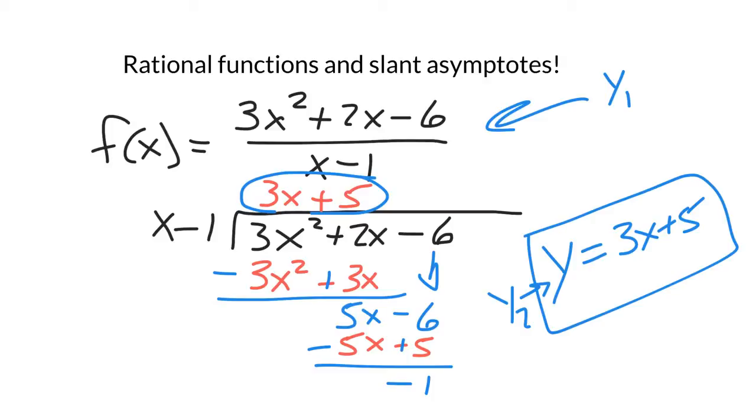So that's how you find slant asymptotes. It's pretty easy if you already know how to do long division. And let me know if you have any trouble.